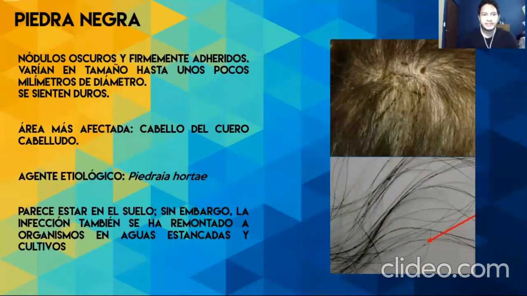In black piedra, you'll see that the nodules are dark and very firmly attached to the hair shaft. They vary in size and they feel hard. The most affected area is the hair shaft of the scalp, and the etiological agent is Piedraia hortae, which seems to be in the soil. However, the infection has also occurred in organisms in stagnant water and crops.